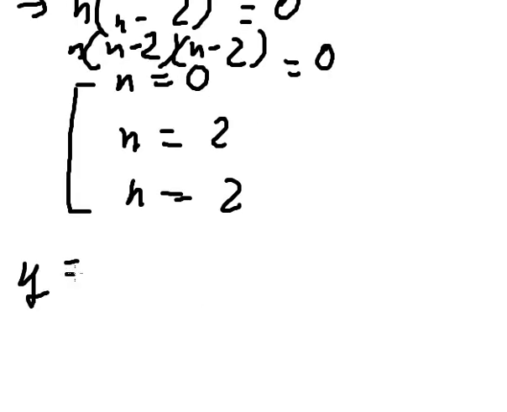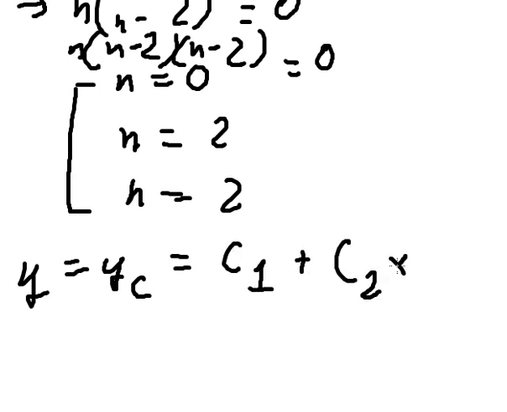And now we have y equal to yc. We have x to the power of 0 in here, so that is 1. And we have c1, that is the constant 1. So in this one we can write c1 plus c2, x to the power of 2.